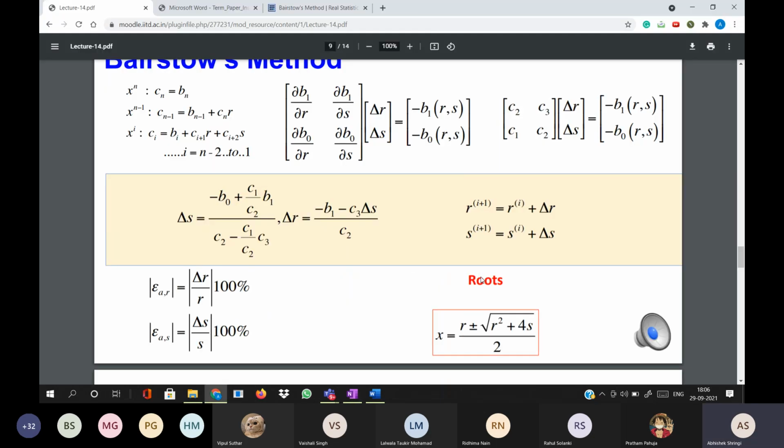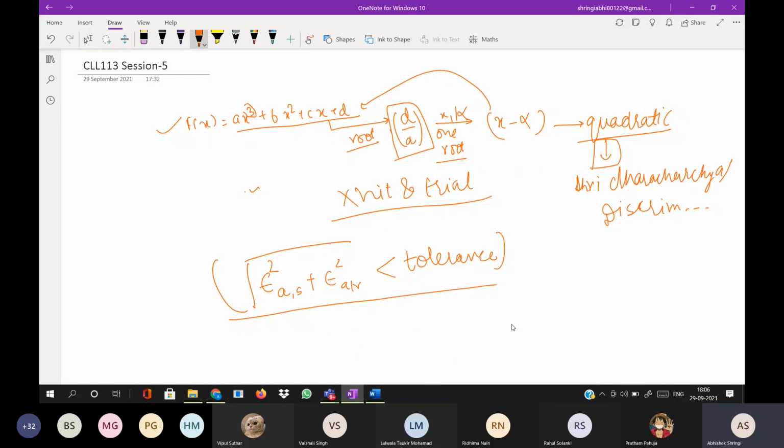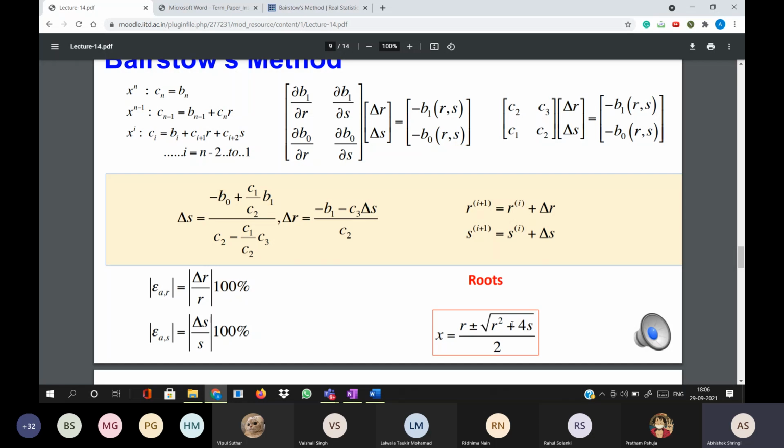Once you find the actual values of r and s, you can apply this formula to get the roots. Now, one question I have to ask you: why are we just using a quadratic polynomial? Can we use a linear one?